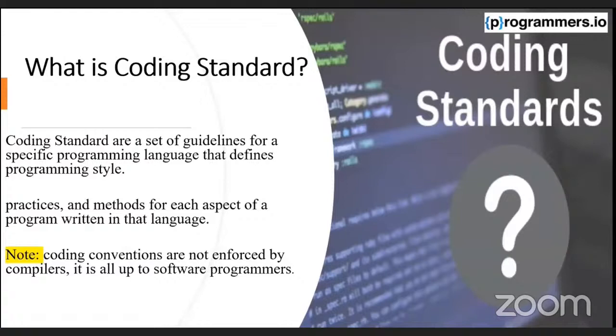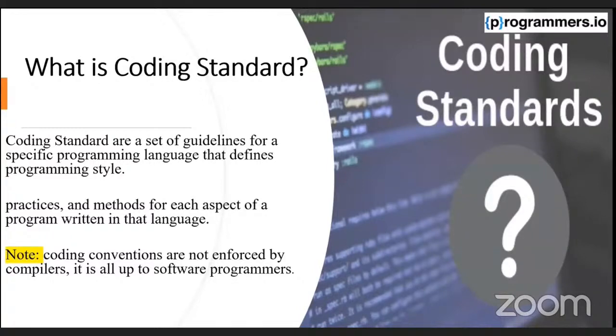Coding standards are the set of guidelines for a specific programming language that define programming style. So what does that mean? What is the meaning of that line? The meaning of that line is whatever you are going to code, we will give you a proper definition of what we are going to write over there and what the meaning of that is. Okay, and then the practice and method of each aspect of a program written in the language.